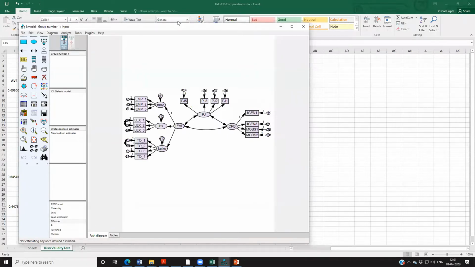What is going to be in the structural model? The structural model will now have nomological parts. It will now have relationships. So now I delete these three covariances. Okay. What do I do now?